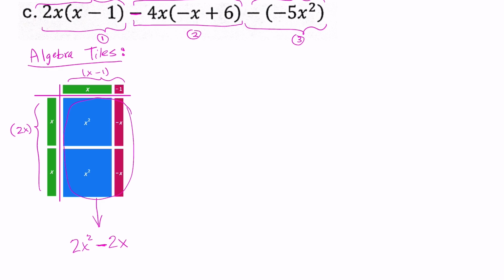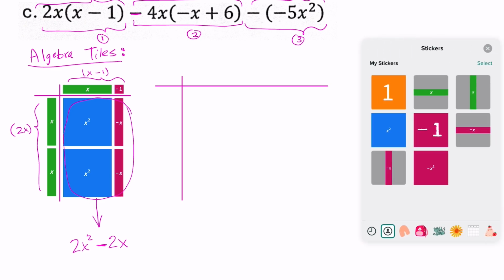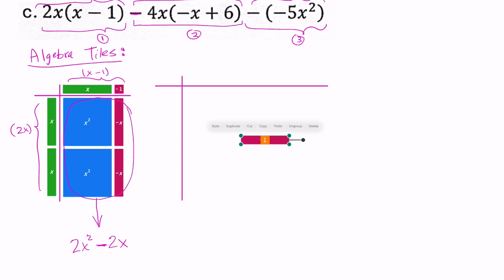So again, I'm going to draw my little grid here, like that, and then like that. Here it looks like I have negative x plus 6. So I'm going to grab a negative x, and then 6 positives, so 1, 2, 3, 4, 5, 6. Let's move the negative x first into place right there, the length. I'm going to grab the 1 and move that over here, as close as possible.